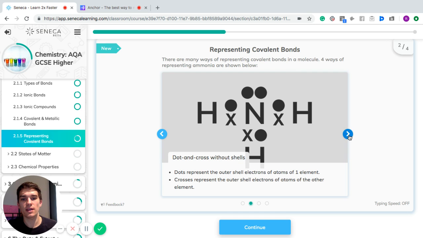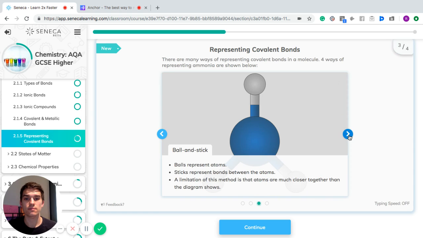Another way of doing it is exactly the same, using dots for one atom's electrons and crosses for another atom's electrons, but not showing the rings around each of the elements. You can also use a ball and stick diagram. The sticks represent the bonds between the atoms, and the balls represent the actual atoms themselves. The only limitation of this method is that atoms are much closer together than the diagrams actually show. It tries to show a sort of 3D structure, but it's not actually that accurate.